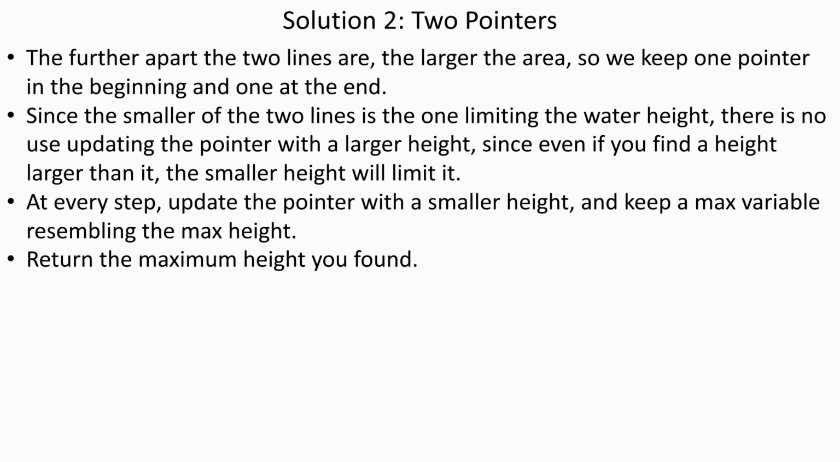And then we know that if we update the larger height, it won't make any sense because even if you find a larger height after that, it'll still be limited by the smaller height. So every iteration, we update the smaller height. We do this until the 2 pointers meet, which is when we return the maximum height we found.